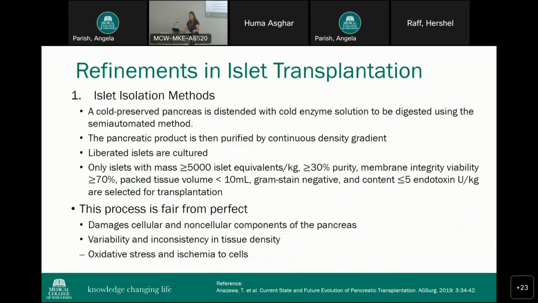And so the pancreas itself is distended in cold enzyme solution and digested to break down cells, and then purified by continuous density gradient. Cells are then liberated, and then the best cells essentially are selected for transplantation. This process is far from perfect because so many of the cells are damaged, and there's also a little inconsistency and variability in the tissue density, as well as significant oxidative and ischemic stress to the cells.